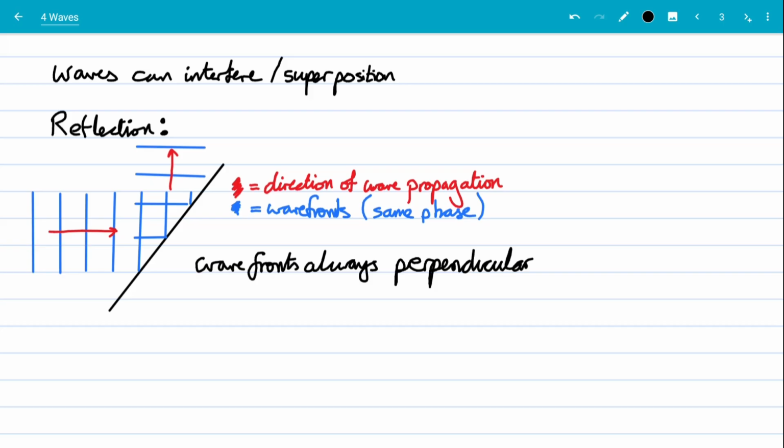Perpendicular. Count Duckula was a cartoon from the 90s or late 80s.